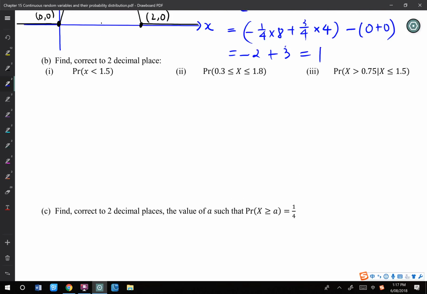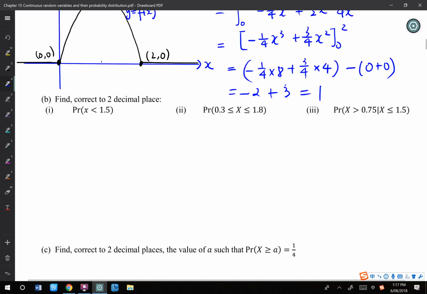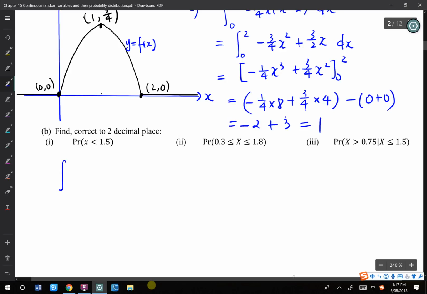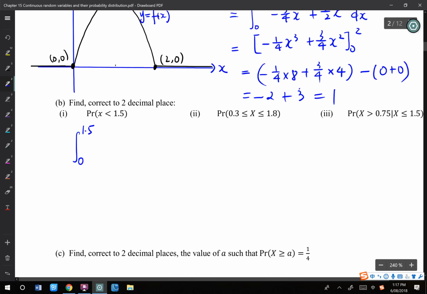Okay, next one. Find correct to two decimal places, X less than 1.5. So less than 1.5. A common mistake is students put the integral value from negative infinity to 1.5. But be aware of what x can take. So in this question, the lowest bound is 0. So you enter it from 0. So take from 0 to 1.5. So less than 1.5 starts from 0.